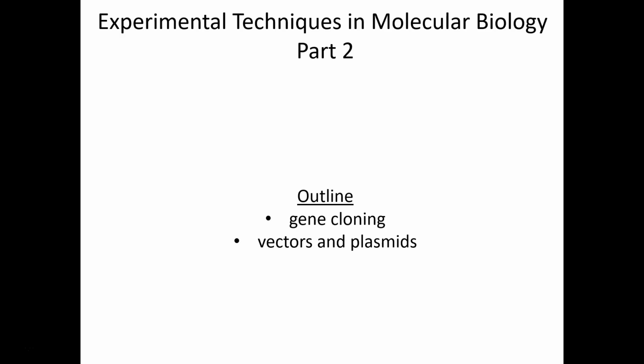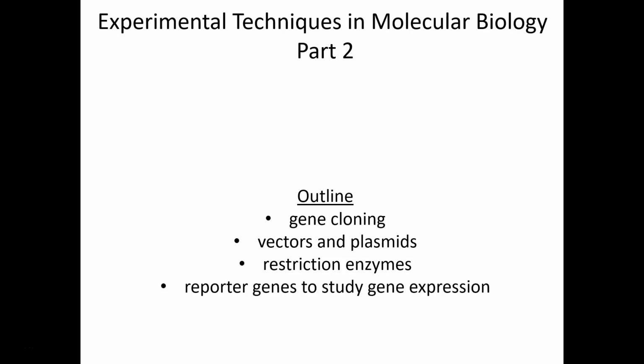So that's going to include vectors or plasmids. These are the circles of DNA that we clone genes into. Restriction enzymes, the molecular scalpels that we use to cut the DNA sequences we wish to clone and get them ready to paste or ligate them into these plasmids. And then we'll move on to studying gene expression in two experimental techniques. We'll talk about reporter genes to study single gene expression, and microarrays to study gene expression on a more global or genomic scale. So let's get right to it.